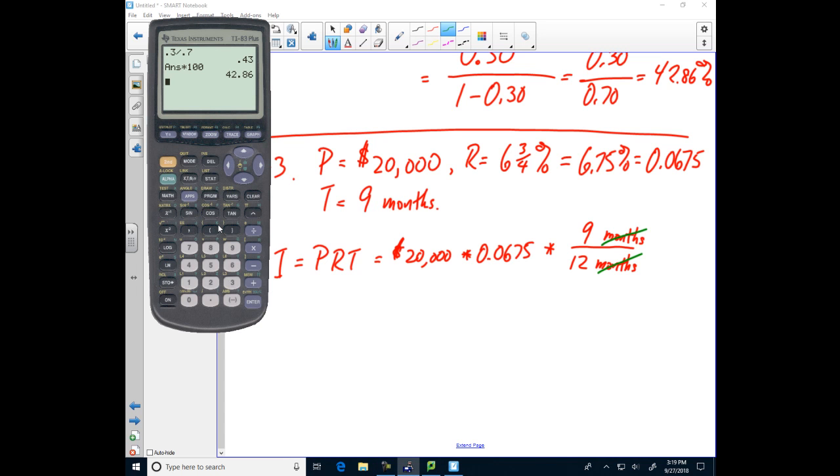So, calculator. $20,000 times 0.0675 times, now again with one of these graphing calculators you can do this. Parentheses 9 divided by 12, close parentheses. And if you look at that and say 9 divided by 12 is 0.75, I don't care. It is. So what'd y'all get?